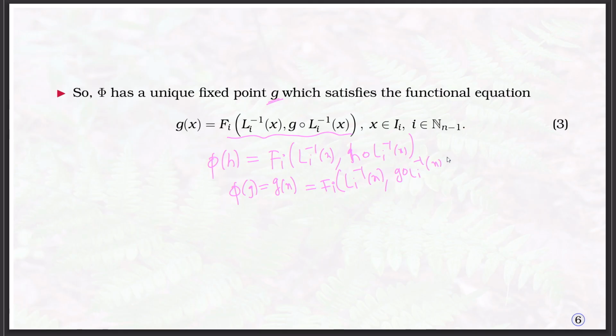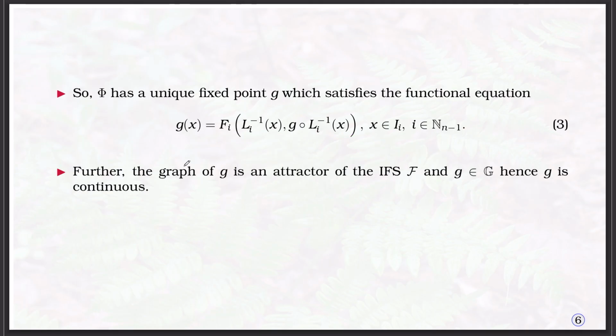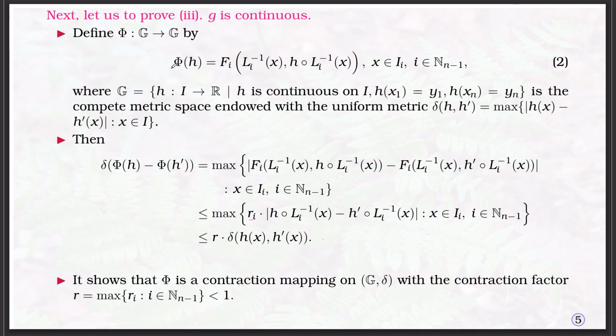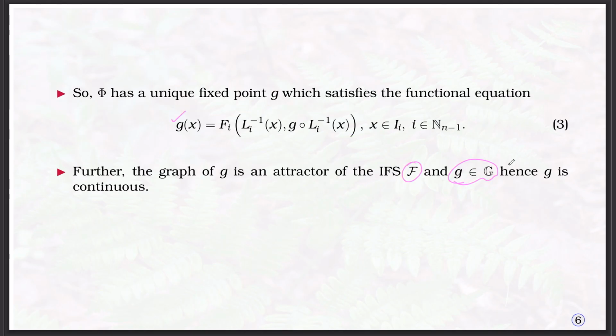Now, further, the graph of g is an attractor of the iterated function system, and g belongs to the space G, hence g is continuous. See, the graph of g is an attractor of the iterated function system, and g belongs to G. How do we define G? Here you can see G is the set of continuous functions on I. Therefore, g is a continuous function.